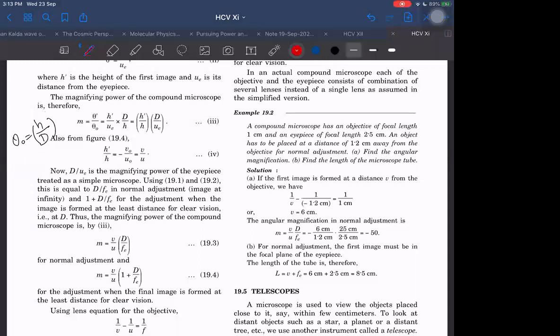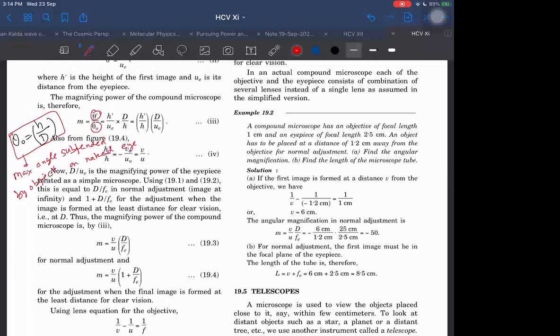Are you understanding what I am saying? The maximum angle that I can see with the naked eye is this: the maximum angle subtended by the object on our eye without any lens, or on the naked eye. That is this h upon d, that is theta naught. But as compared to that, what we are getting now is theta dash. So their ratio should be regarded as magnification.